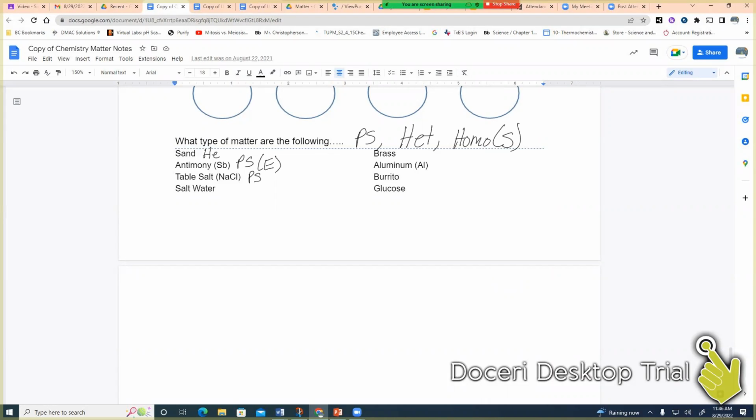Salt water, homogeneous. Now, I can see you can argue this a different way, like if you put too much salt in it and there was a bunch at the bottom, but let's just say it was perfect salt water. Brass, what did we say brass was? Homogeneous. Aluminum, pure substance. Burrito, heterogeneous. Glucose, pure substance, a good old compound.